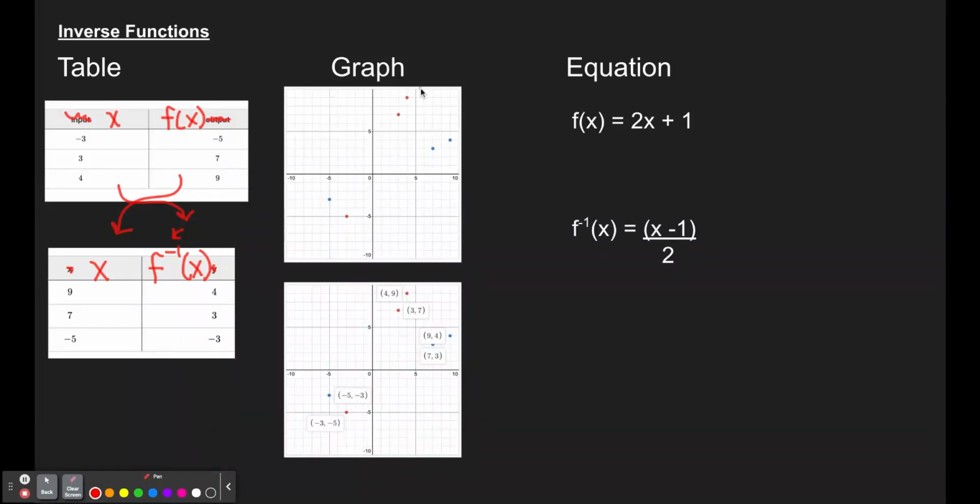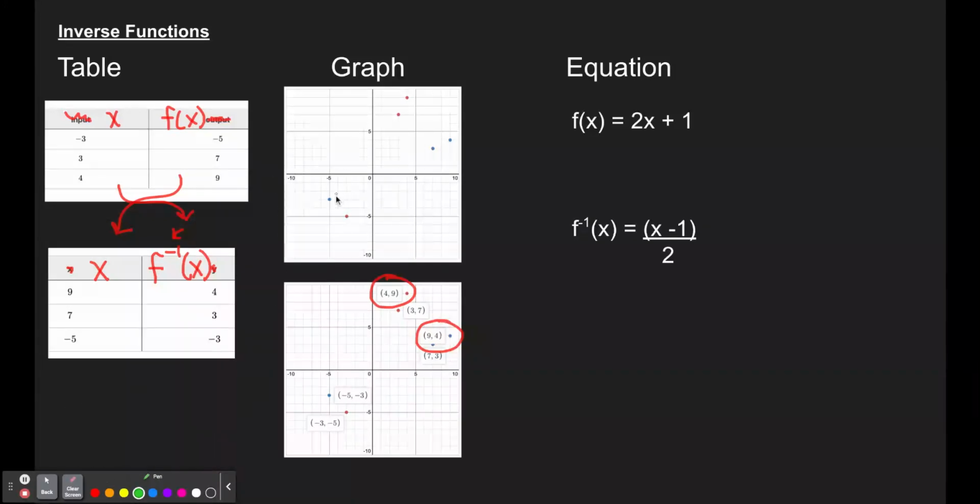What happens in a graph is that the coordinates change. So this point here, 4, 9, becomes this point here, 9, 4. So you've switched, just like you did switching input and output, x and y in the table, you've switched x and y on the graph.